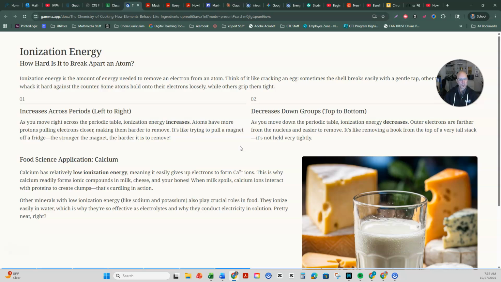So the food science application for this is calcium. Calcium has relatively low ionization energy, meaning it easily gives up electrons to form Ca2+ ions. This is why calcium readily forms ionic compounds in milk, cheese, and your bones. When milk spoils, calcium ions interact with proteins to create clumps. That's curdling in action. Other minerals with low ionization energy, like sodium and potassium, also play crucial roles in food. They ionize easily in water, which is why they're so effective as electrolytes and why they conduct electricity in solution. Pretty neat, right?